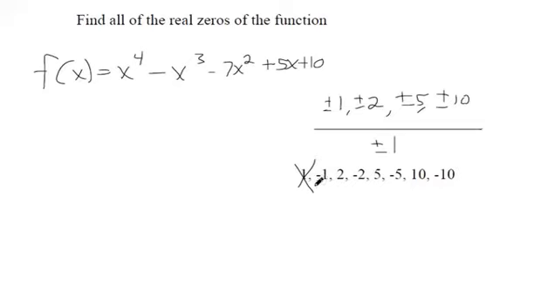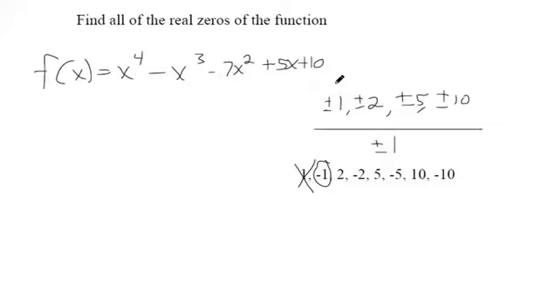Repeat the process with negative 1. If I plug in negative 1, that's 1 minus a negative 1, so that makes 2 right now. 2 minus 7 makes negative 5. Negative 5 minus 5 makes negative 10. Negative 10 plus 10 makes 0. Winner, winner, chicken dinner. If you plug in negative 1, you get a 0 out here.